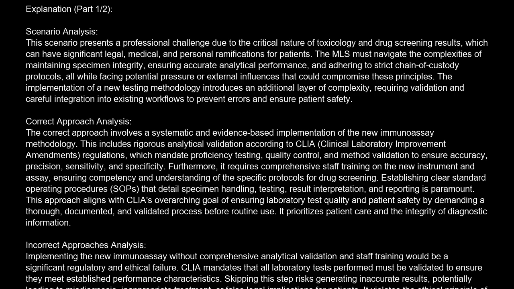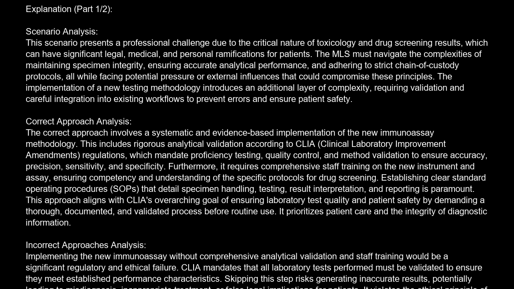Correct approach analysis. The correct approach involves a systematic and evidence-based implementation of the new immunoassay methodology. This includes rigorous analytical validation according to CLIA, Clinical Laboratory Improvement Amendments, regulations, which mandate proficiency testing, quality control, and method validation to ensure accuracy, precision, sensitivity, and specificity.